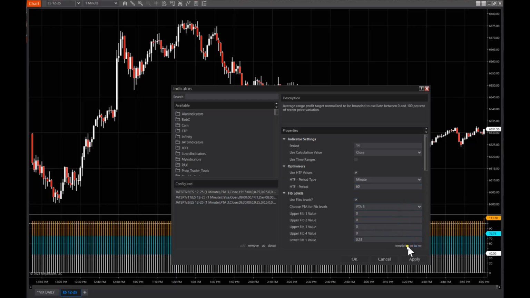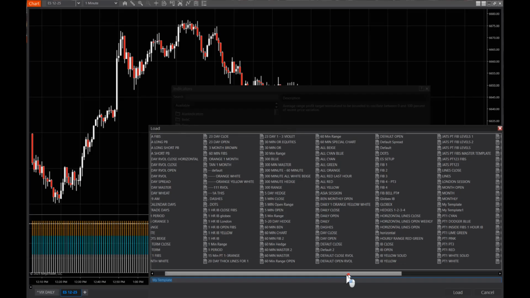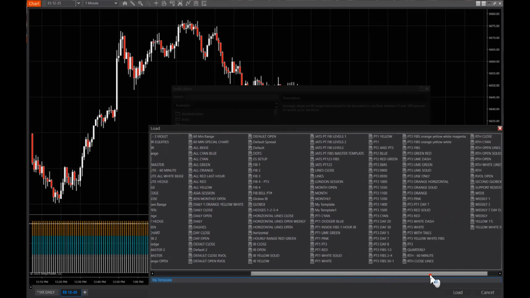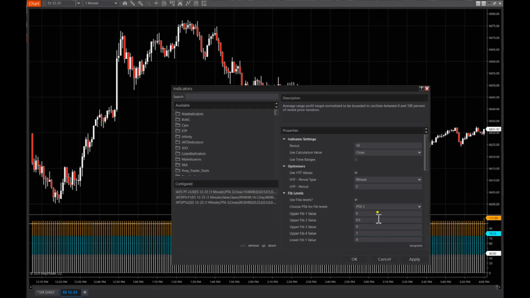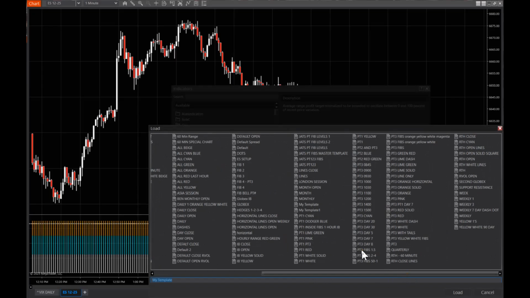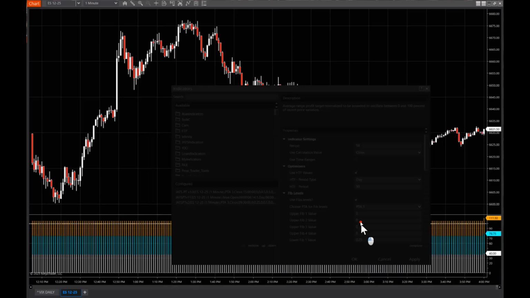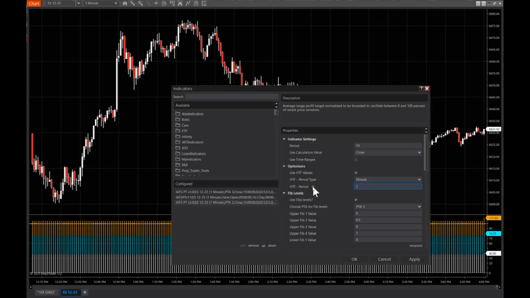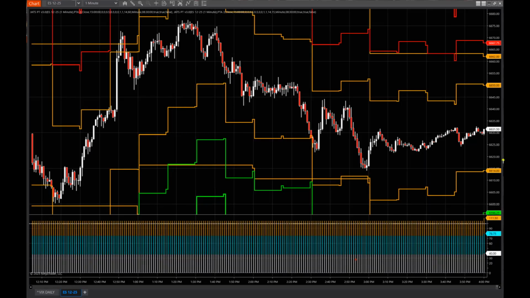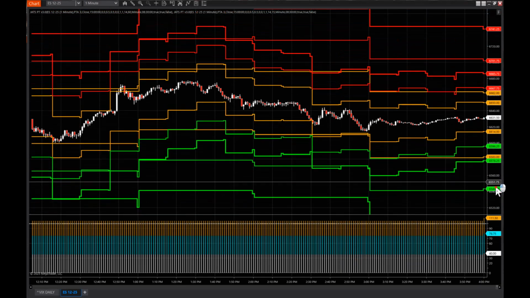And I'm going to change this to my 60 minute 3 fibs, and I'm going to change this to a 15 minute 3 fibs, and I'm going to put this up so that you can see it.